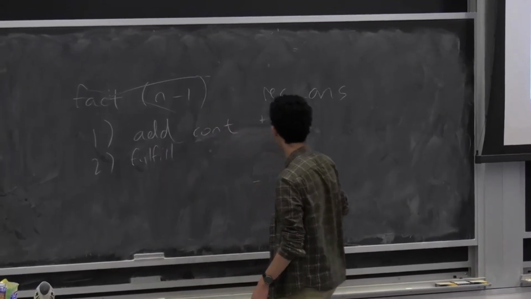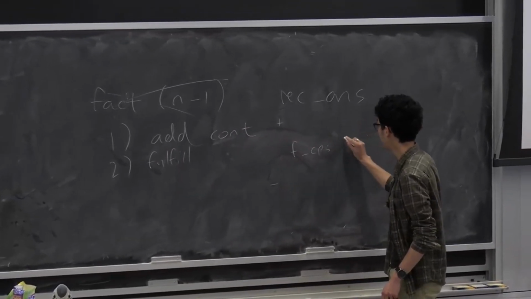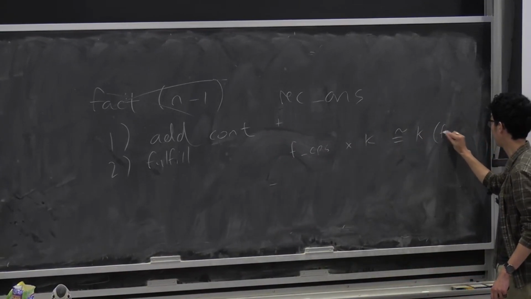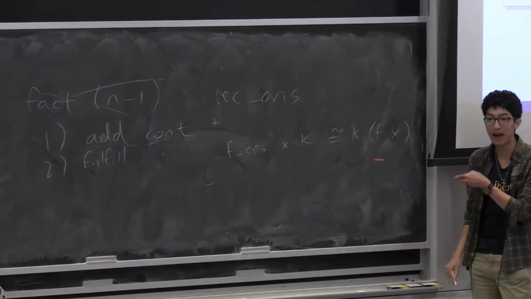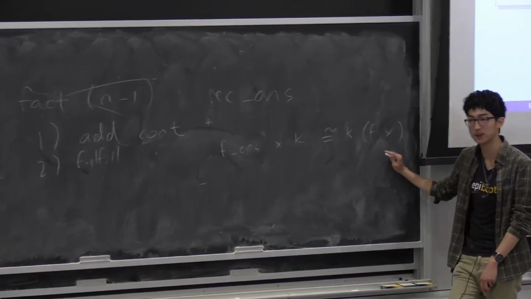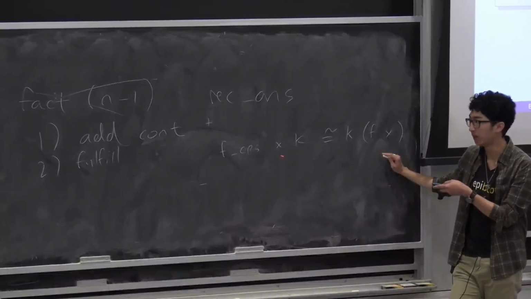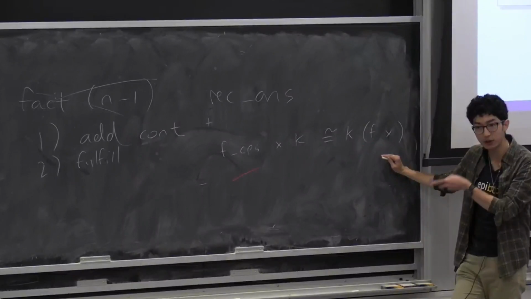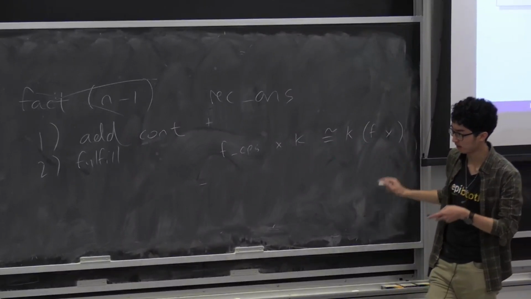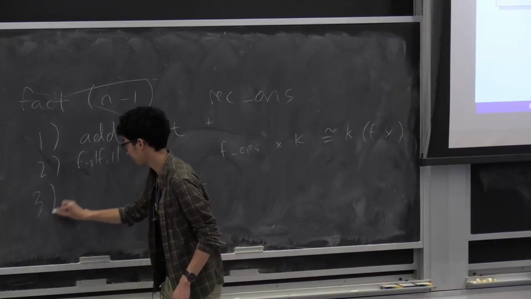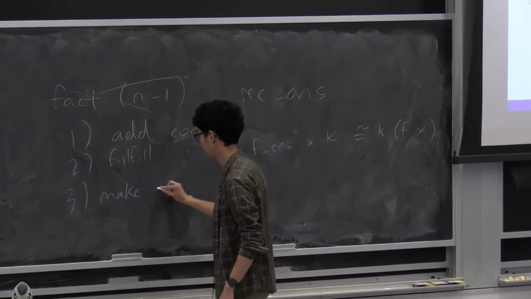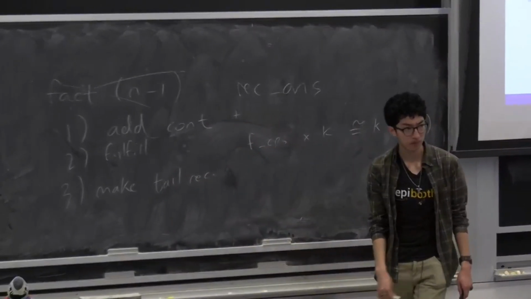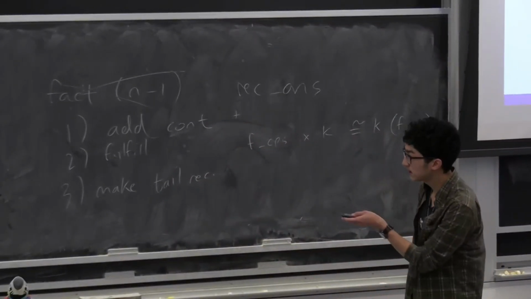And what I mean by pact is the fact that f CPS x k, which I've written three times now, should be essentially equivalent to k of f of x. This is my pact. To be a CPS function, I have to fulfill this. There are other ways I could make it type check, like looping forever, but this is the only way that fulfills my pact. And then step three is make it tail recursive. That is my procedure. That's all. And this is the CPS version of map.